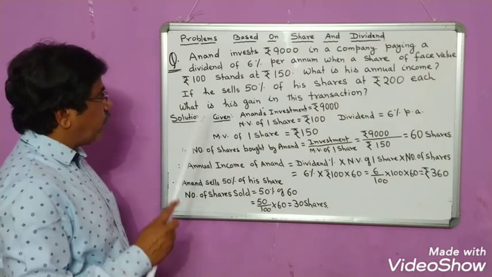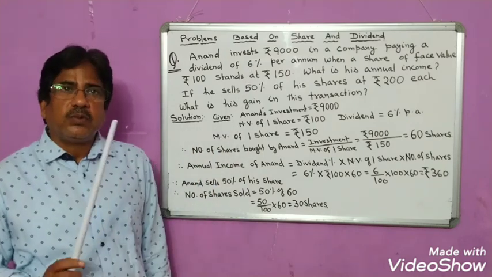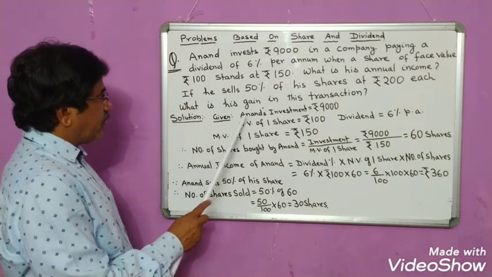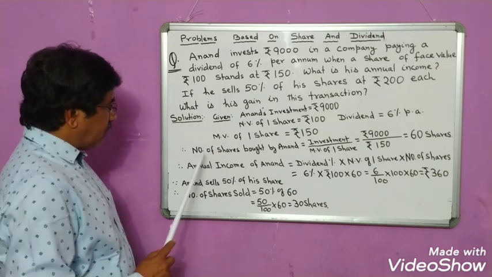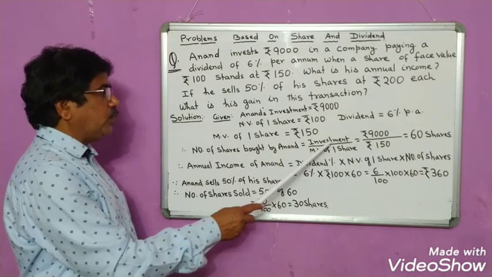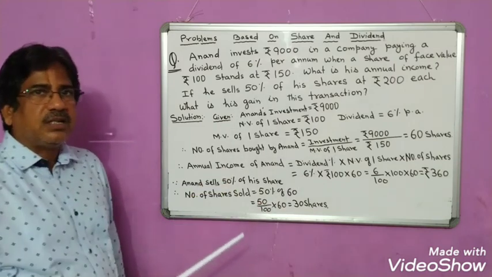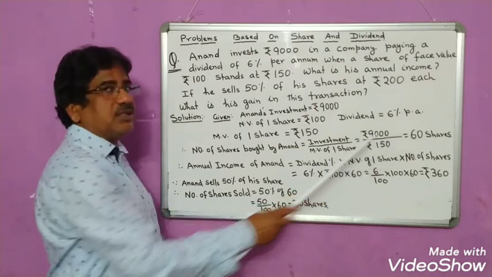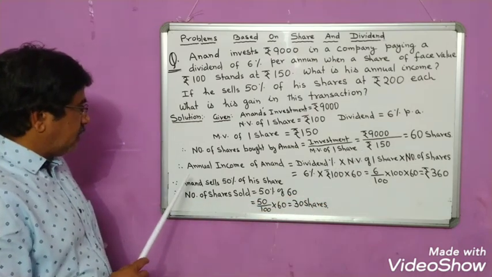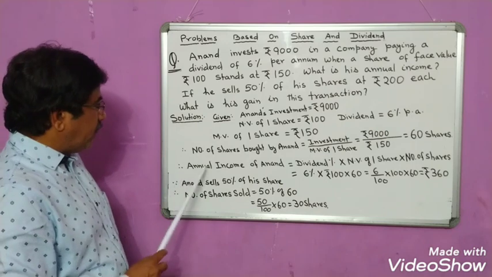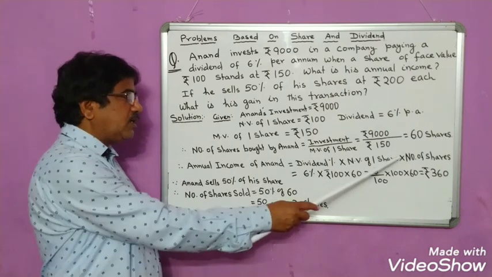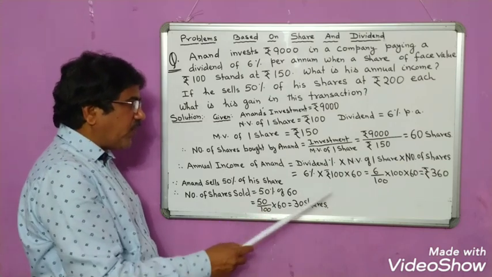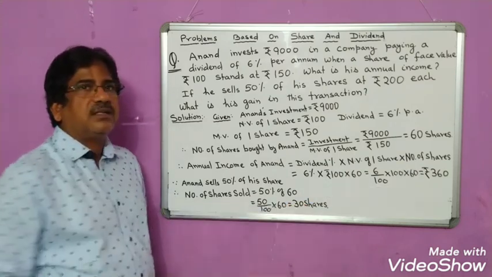So first of all, to find out the income, we have to know the total number of shares purchased by Anand from the market. We will use the formula: number of shares bought by Anand is equal to investment divided by market value of one share, and that will be equal to 60 shares. And then for the annual income of Anand, use the formula, put in the values, and by simplifying it you will get rupees 360.